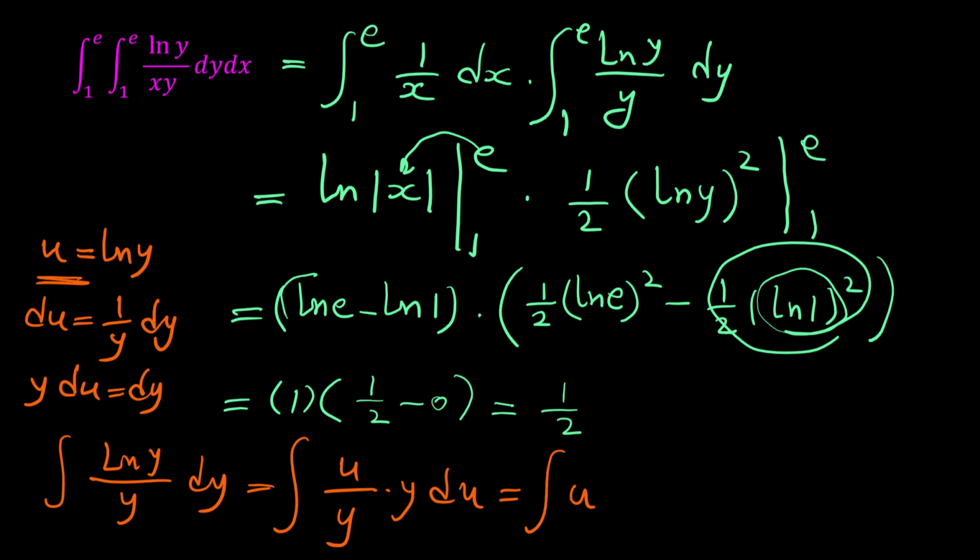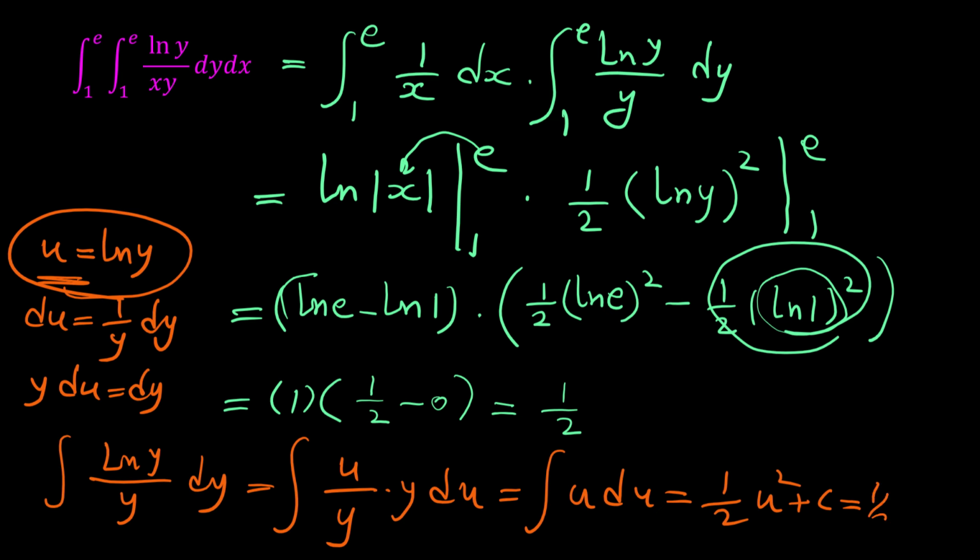So we have integral of u du. Integral of u du with the power rule is 1/2 u to the 2 plus c. But u is ln of y. So the answer is 1/2 ln of y to the 2 plus c. Exactly this answer which we had here.